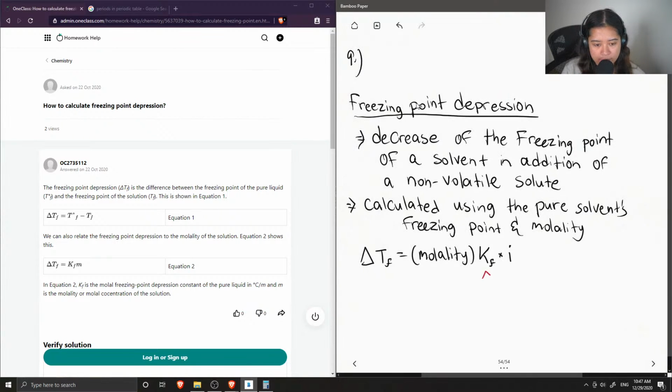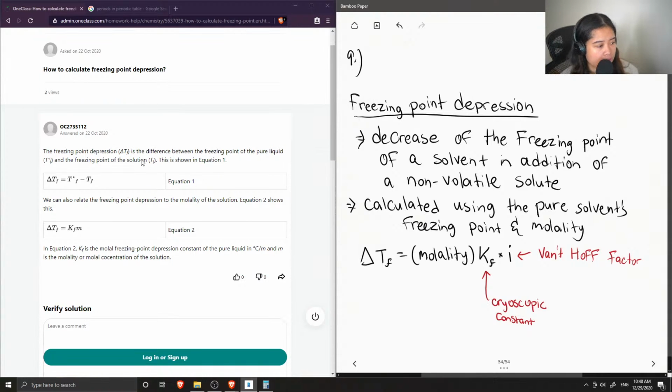So Kf is known as the cryoscopic constant. So again, this varies depending on the solvent that you have. So it's the pure solvent's freezing point. And I is something called the Van 't Hoff factor. So this depends on how many ions are present in the solution.